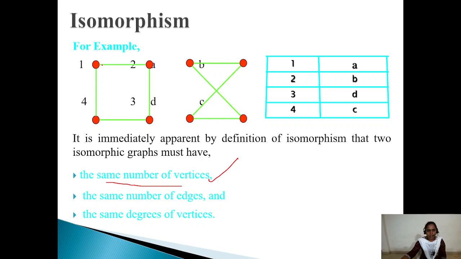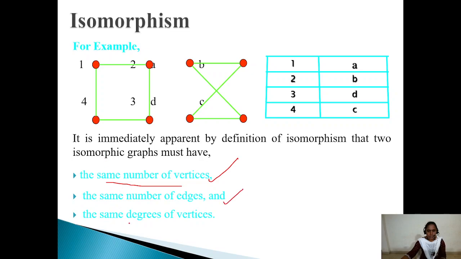How many edges are there? 1-2 is one edge, 2-3 is one edge, 3-4 is one edge, and 4-1 is one edge. Overall, how many edges? 4 edges. So this condition will be satisfied.